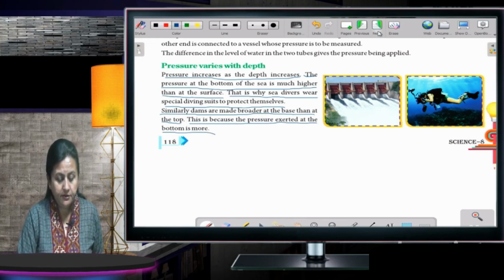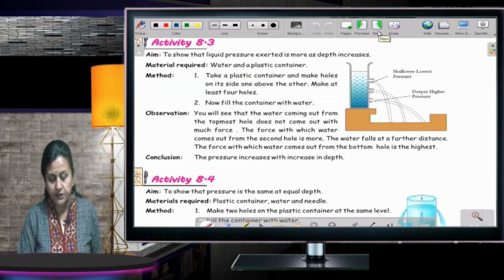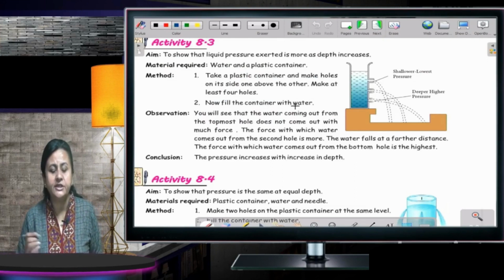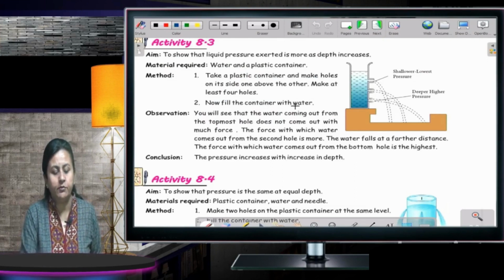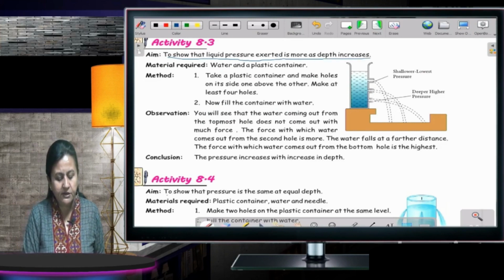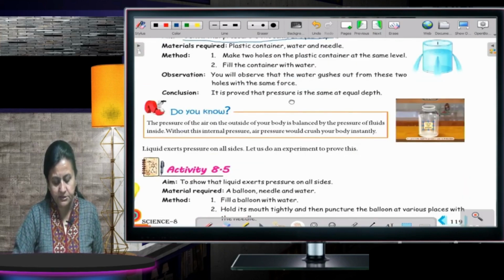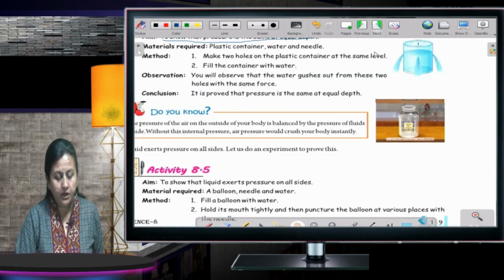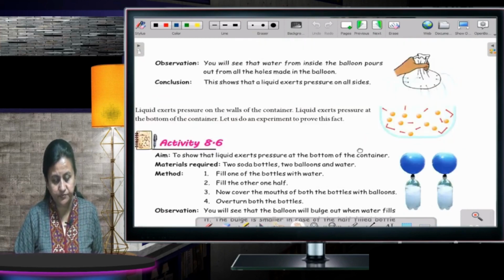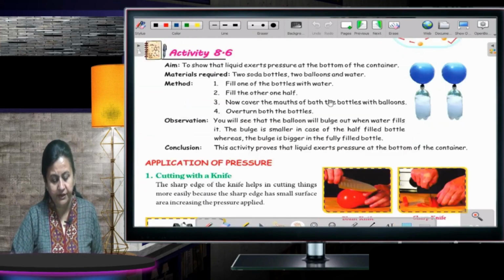Fine. Now, these are the different activities. You can just go through them, which show what the aim is: to show that liquid pressure exerted is more as depth increases. And the second one is to show that pressure is the same at equal depth. You can just go through them. There's nothing much to explain in this. Now, moving to the next one. They are all different activities.